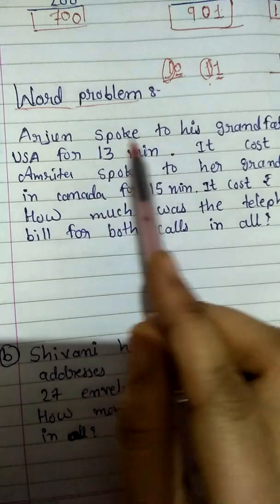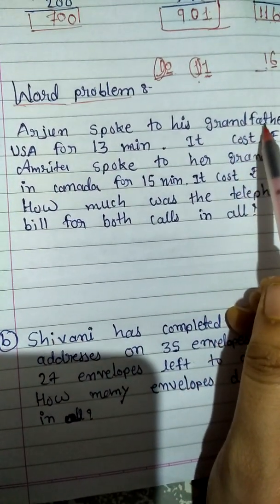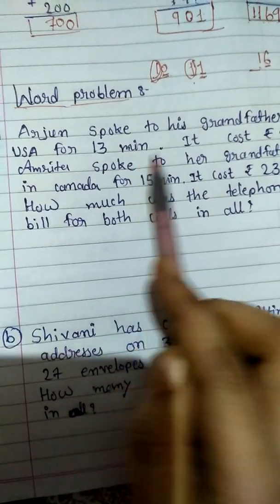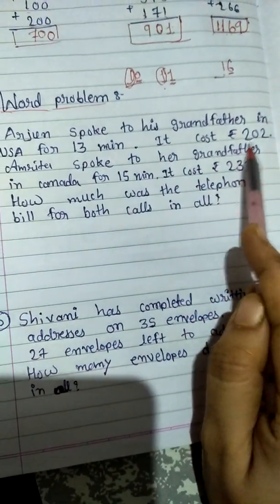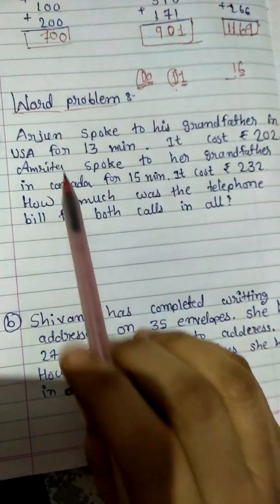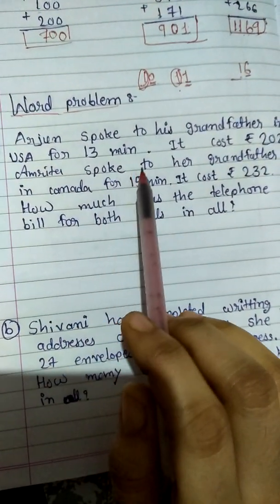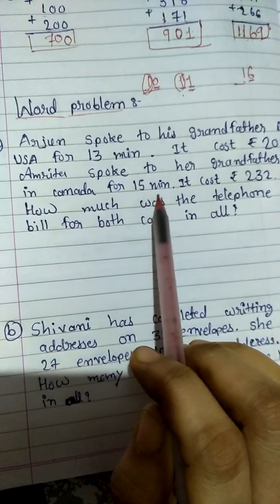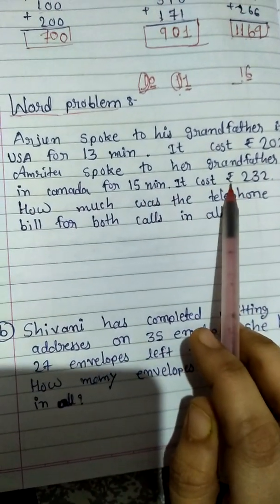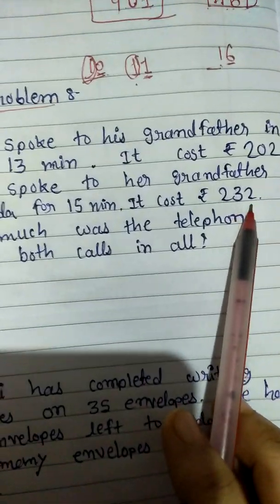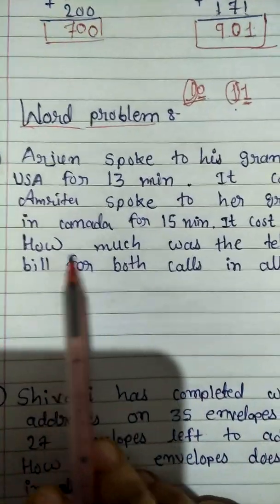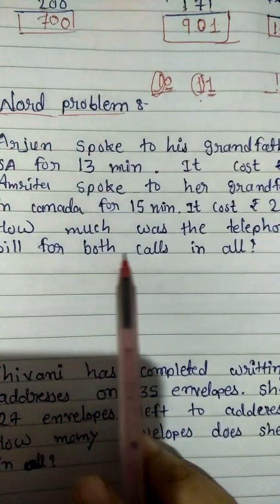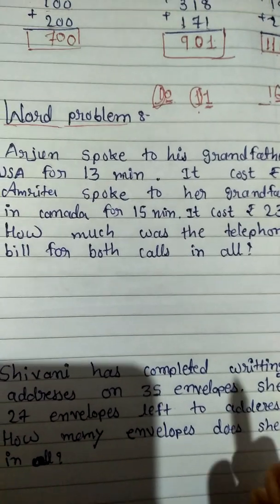Arjun spoke to his grandfather in USA for 13 minutes. It cost rupees 202. Amrita spoke to her grandfather in Canada for 15 minutes. It cost rupees 232. How much was the telephone bill for both calls in all?